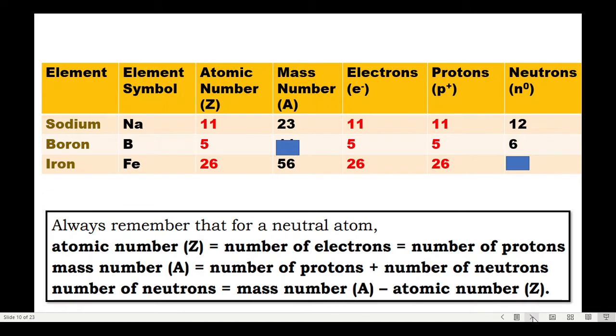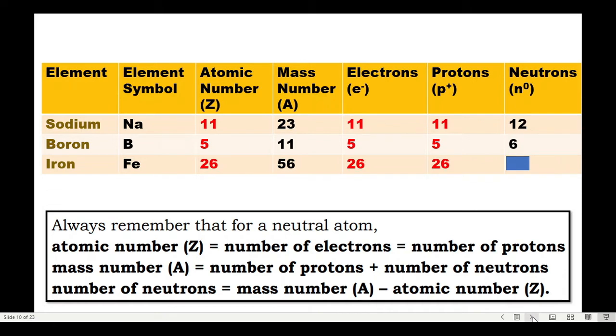Next, boron. 5B, boron. Tingnan nyo yung proton, 5 din. But we are looking for mass number o yung bigat. Sabi natin, mass number or A ay equal sa proton plus number of neutrons. So, we have here, proton ni boron ay 5 plus the number of neutrons 6. So, 5 plus 6 equals 11. So, proton 5, neutron 6, 11. That's the mass number. Yun yung bigat.